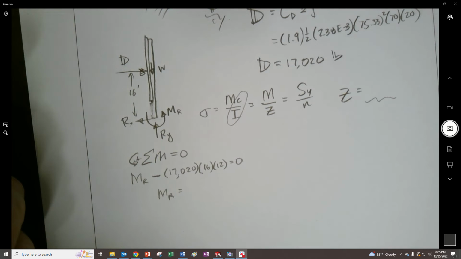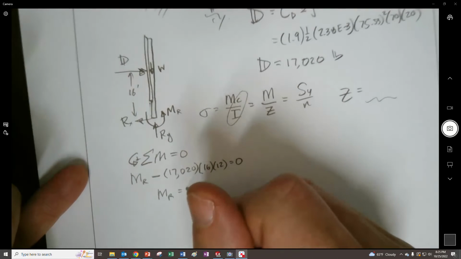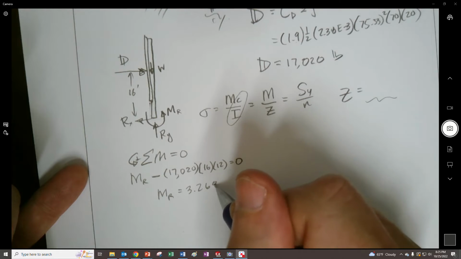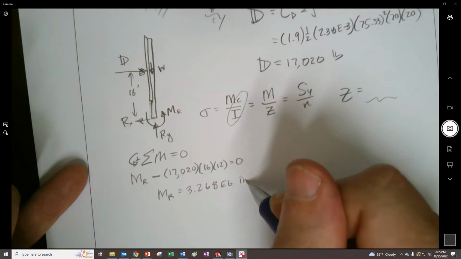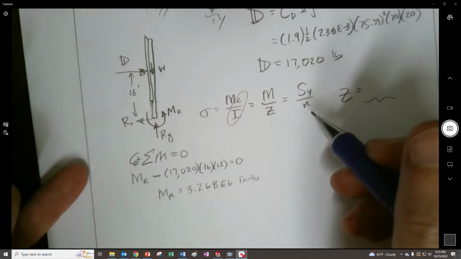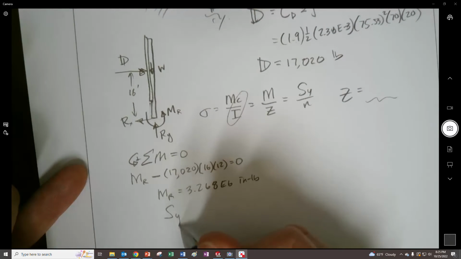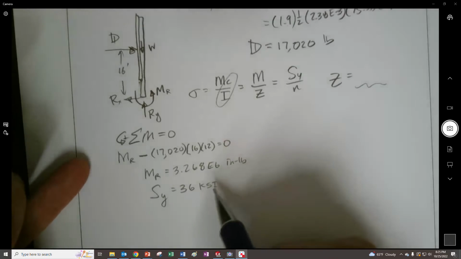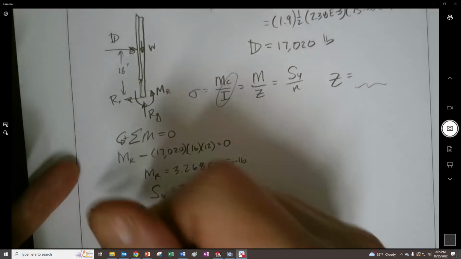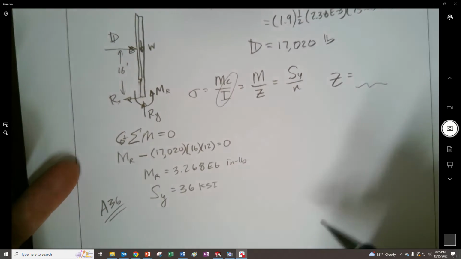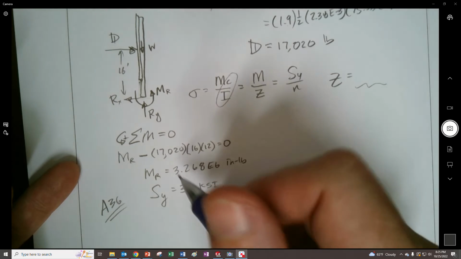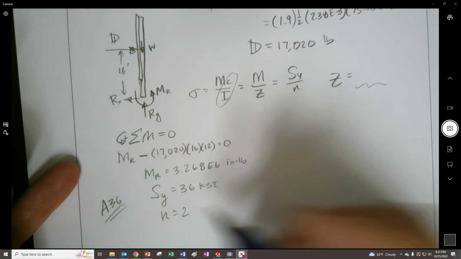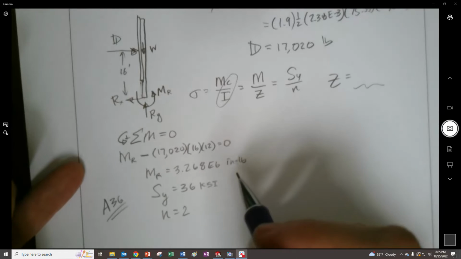We're going to take 17,020 times 16 times 12, and we get quite a bit, 3.268 e to the 6 inch pounds. Let's say that our yield strength is 36 KSI, 36,000 PSI. That's a steel called A36 steel. And we'll take a safety factor of 2. We're just picking this out of the air.